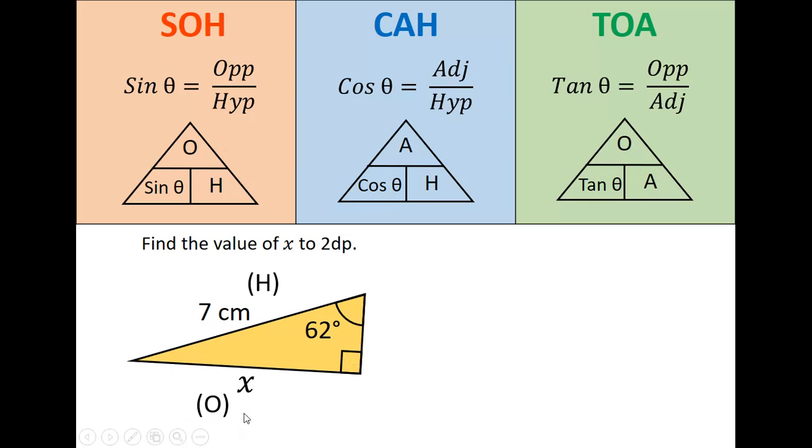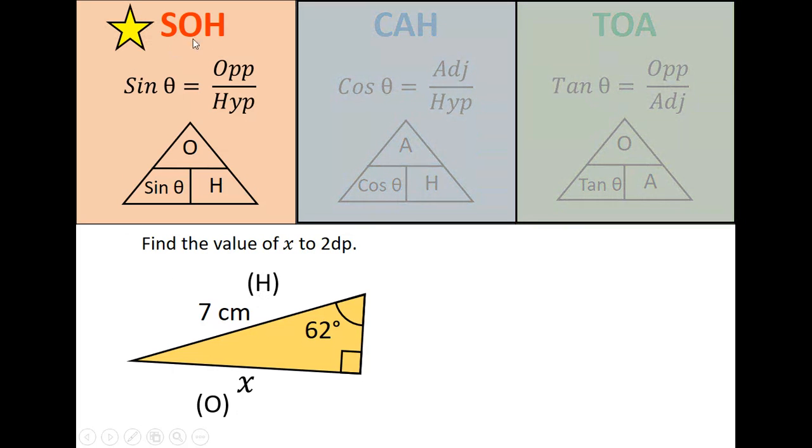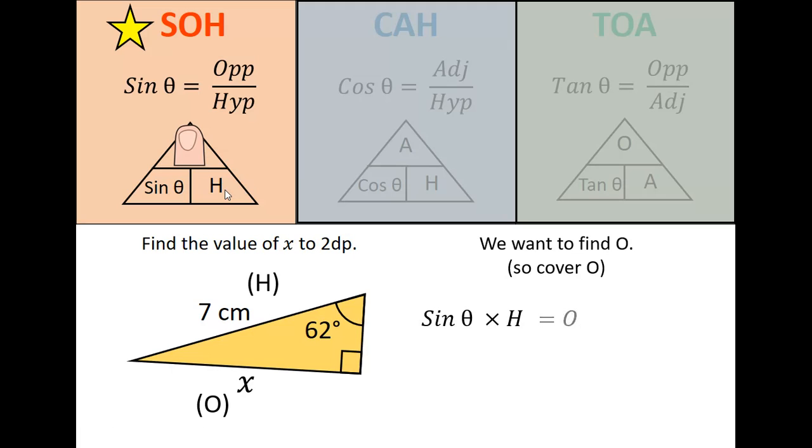Now we need to find out which ratio involves O and H. You can look at the key phrase SOH. So sine involves O and H. We need to calculate the opposite side, so I cover the opposite side with my finger, which gives me the formula sine theta multiplied by H. They are multiplied because they are on the same line. So sine theta multiplied by H is equal to the opposite side.